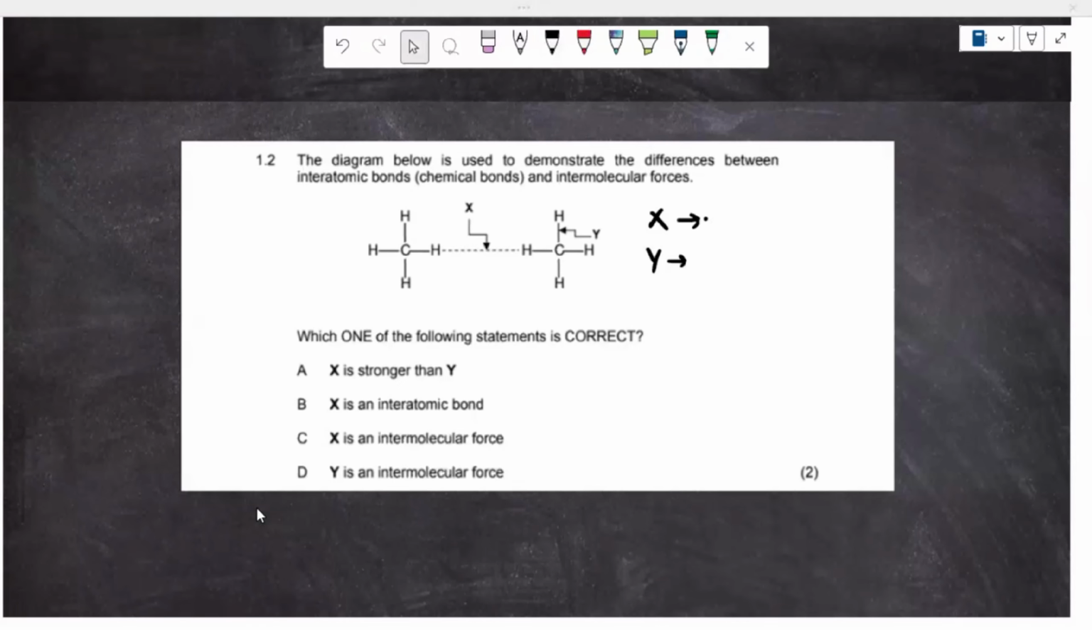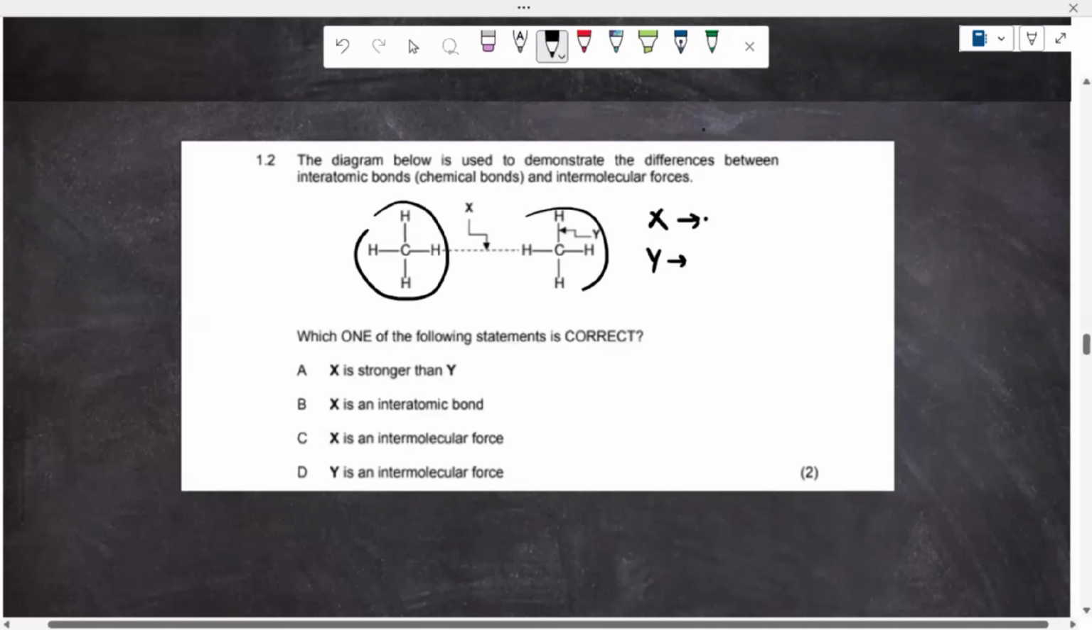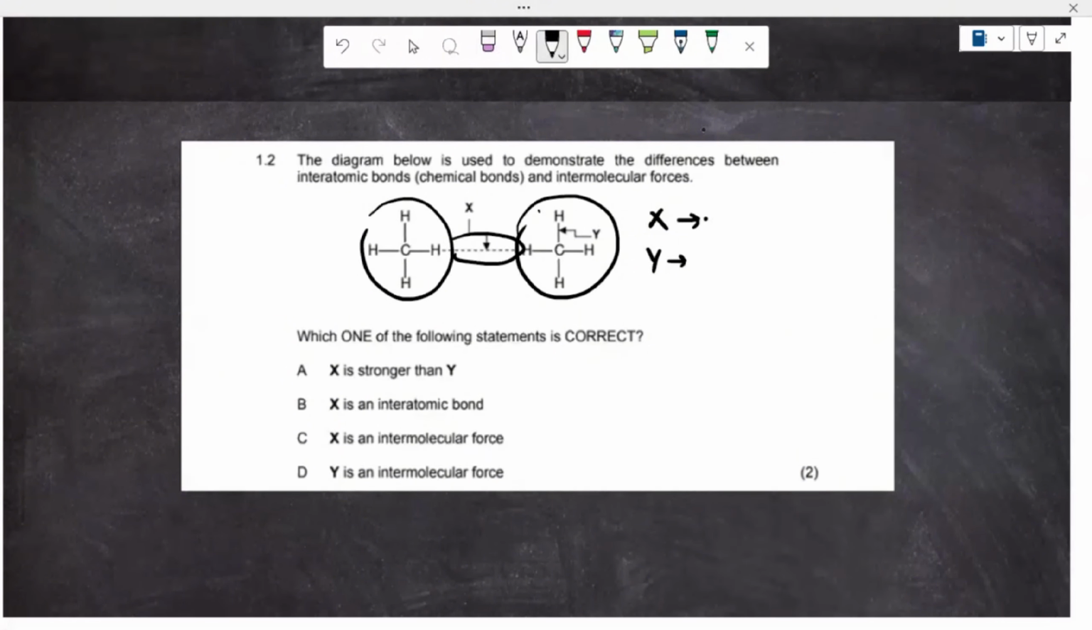Nice. Okay. Let me just see. Are you sure? So look at where X is, right? If this is our molecule and this is our molecule, or this is our compound, X is the thing between our two compounds.